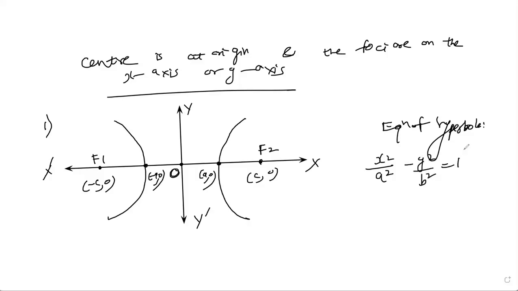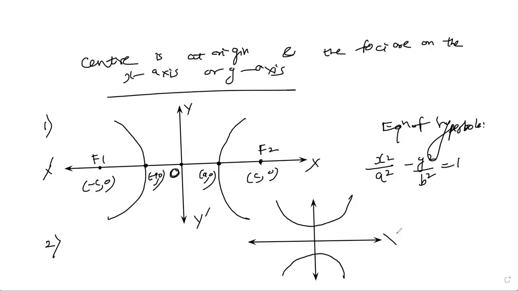So that is the difference between the form of ellipse and hyperbola. There it was sum, here it will be difference. So this was the first case. Now let's see the second one. It's almost the same. The only difference is the orientation of the curves. So in this case, it will be in the upper part like this and in the lower part.